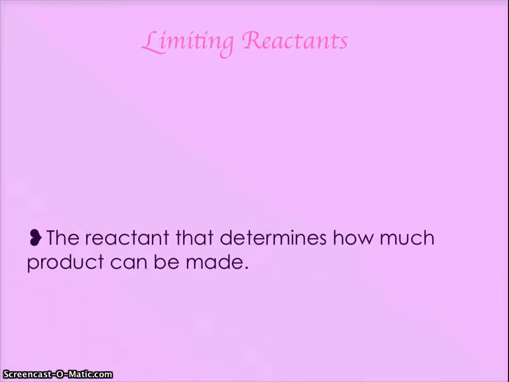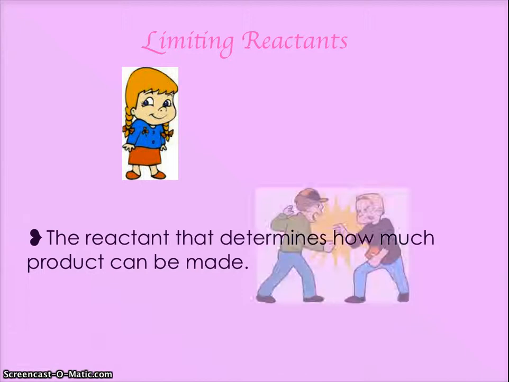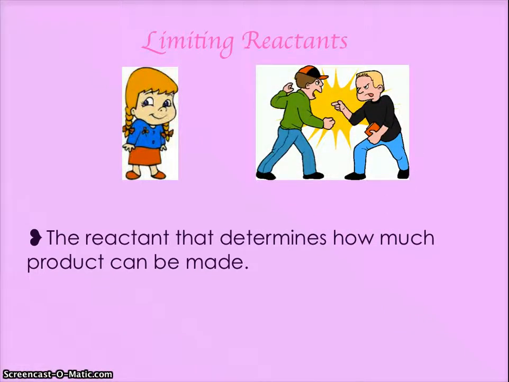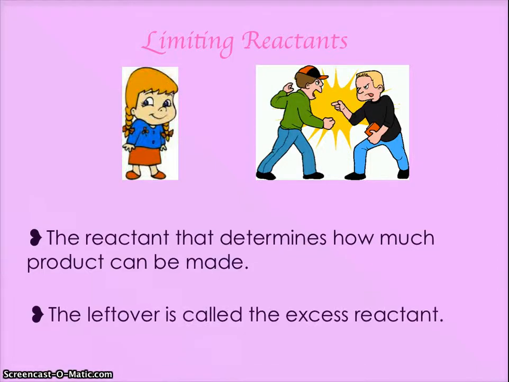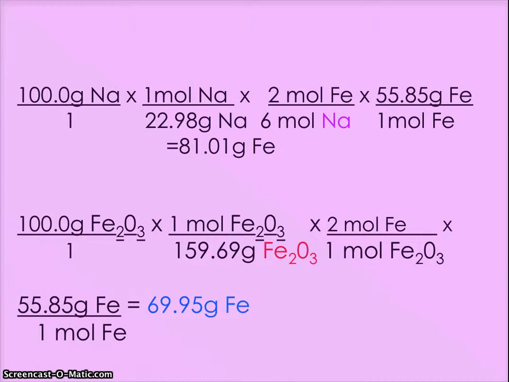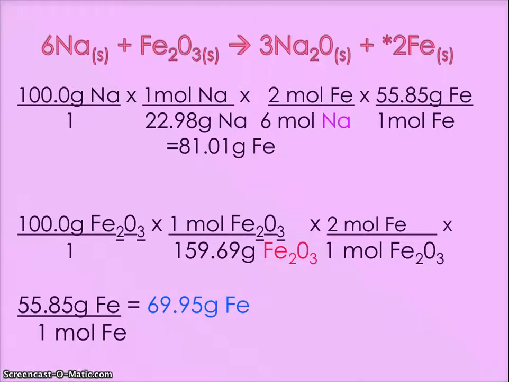A limiting reactant is the reactant that determines how much product can be created. In simpler terms, if there are 2 boys at a school dance, but only 1 girl, 1 couple can dance while 1 boy will be left over. This leftover is called the excess reactant. In order to solve this problem, we must first look at one product. In this case, we will look at the solid iron produced.